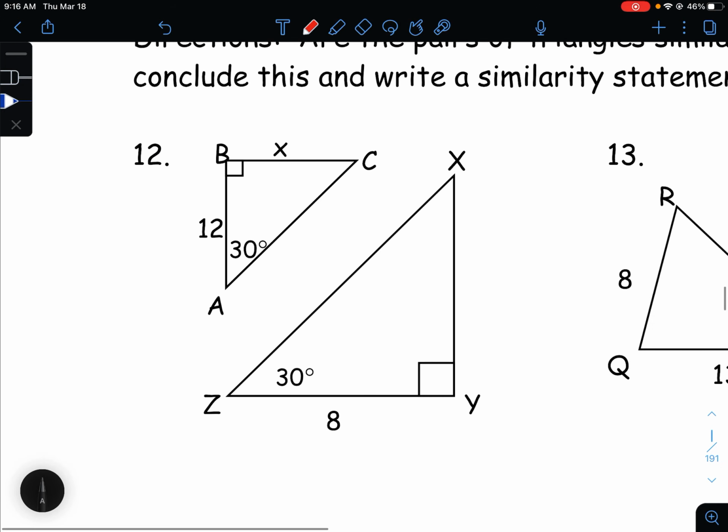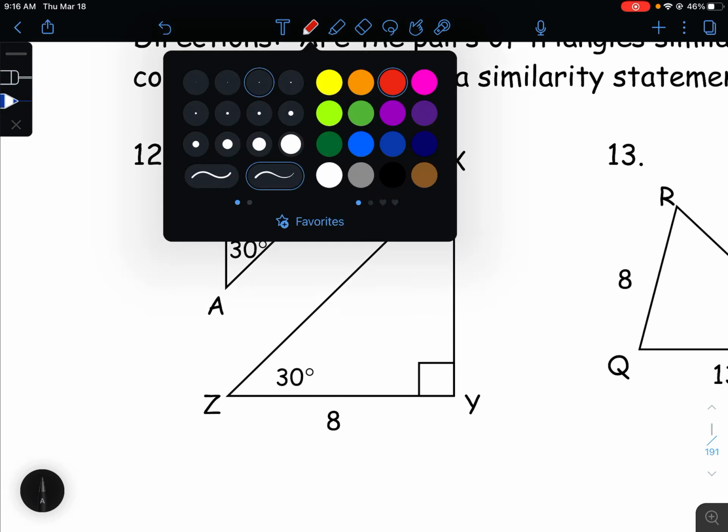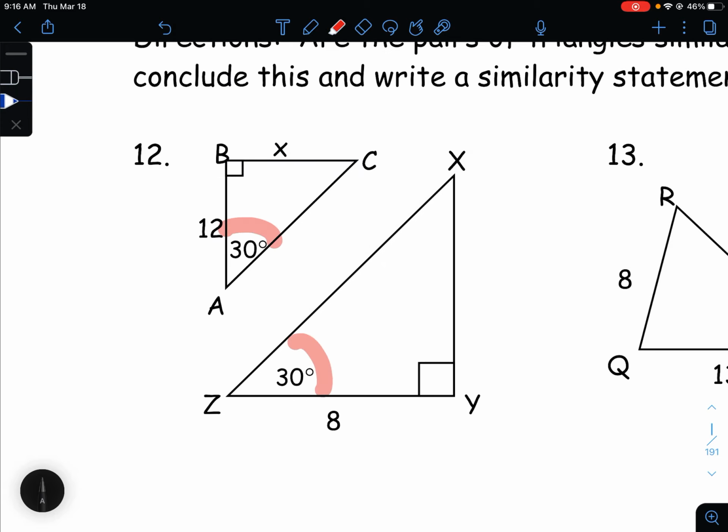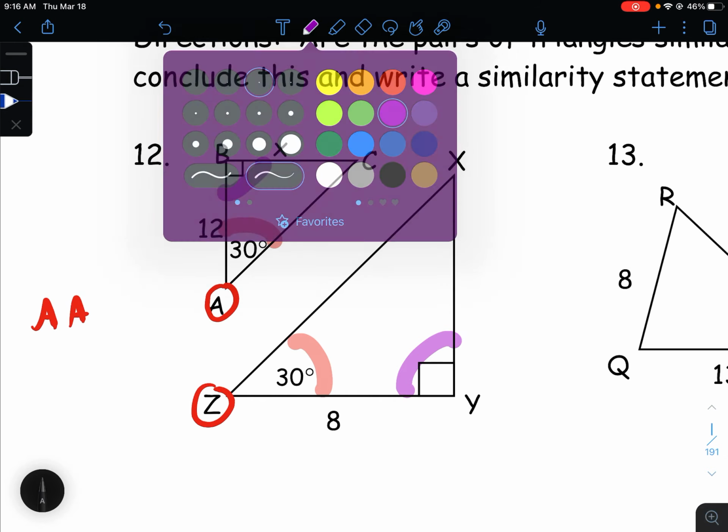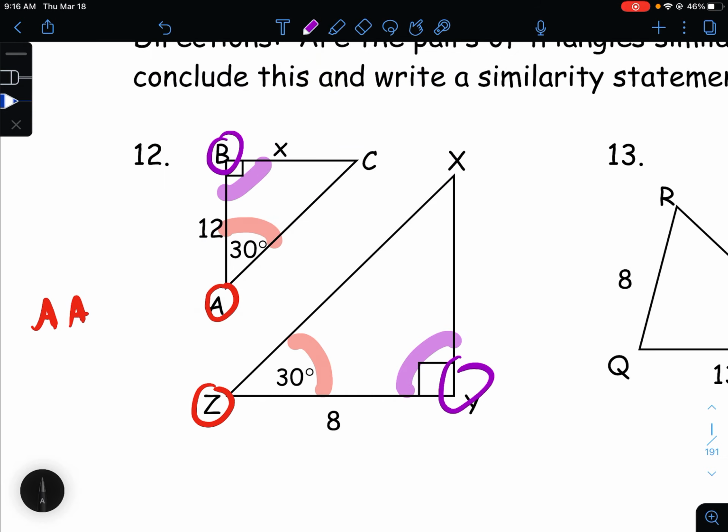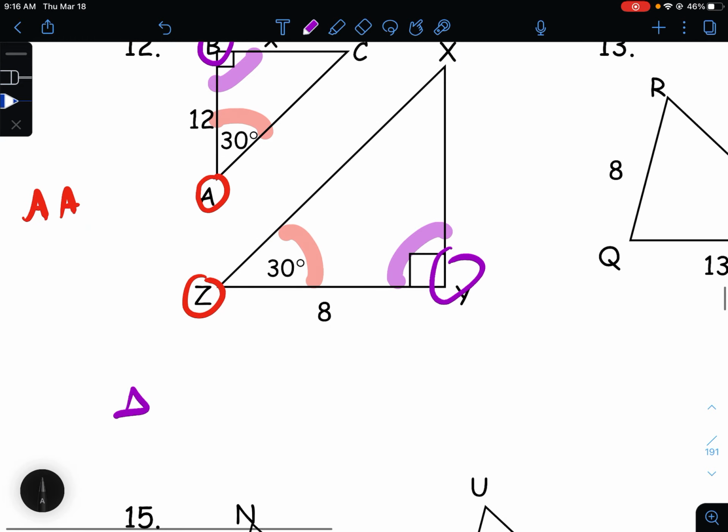This one's interesting. I feel like this x didn't need to be here. But anywho, we've got two angles congruent, right? So this would just be similar by angle, angle. All right, and if we're writing a similarity statement, the A goes with the Z, the B goes with the Y, so then the C and the X go together. So you would write triangle ABC is similar to triangle ZYX.